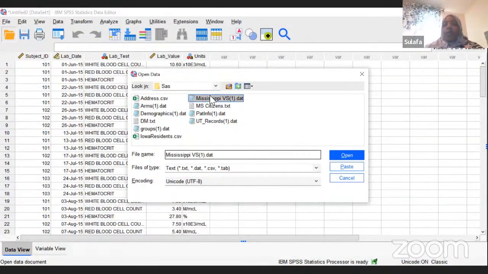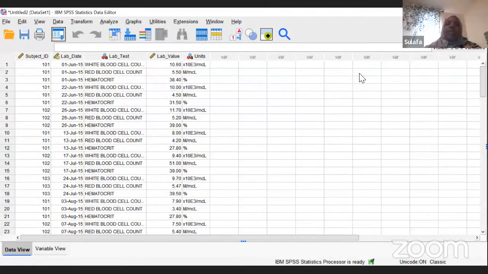Like for example this one, and open and run. This one needs some manipulation, not like Excel. Excel is very easy, you just run it immediately. And we run the Excel one, and this data appears here.